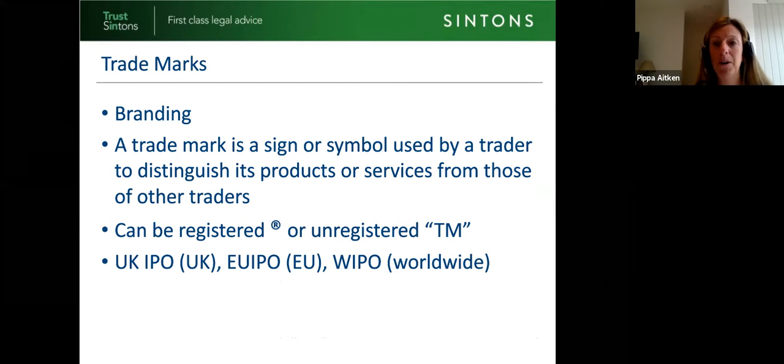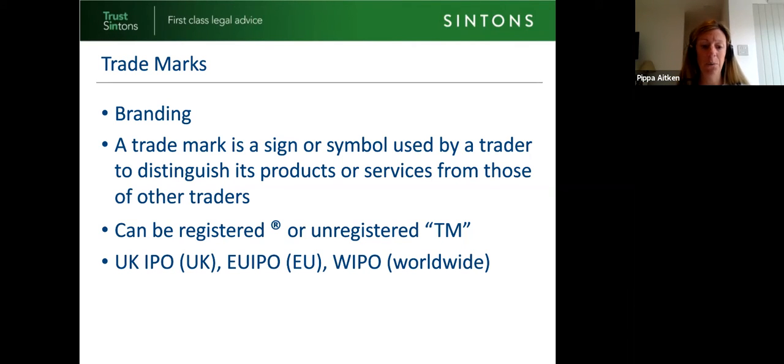So I'm going to move on to trademarks, which is effectively branding. The legal definition of a trademark is a sign or symbol used by a trader to distinguish its products or services from those of other traders. Again, trademarks, like designs, can be registered or unregistered. You've got to be very careful of using the correct symbols because the only people that are allowed to use the R in the circle are those with registered trademarks. The TM can be used on registered or unregistered trademarks, but just seeing a TM doesn't necessarily mean that a trademark is registered. It would be the R in the circle that means it's registered.